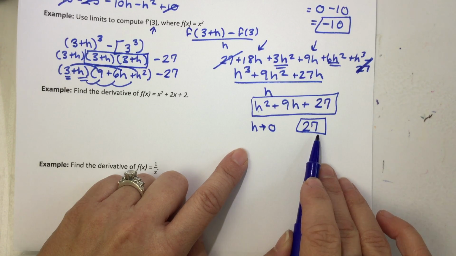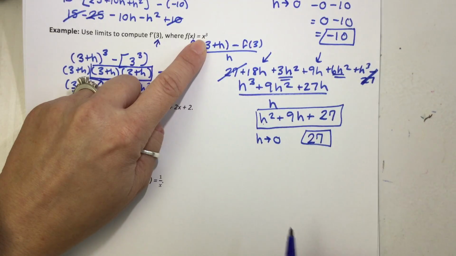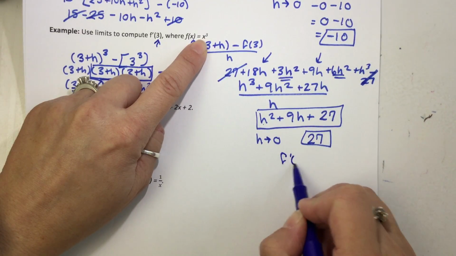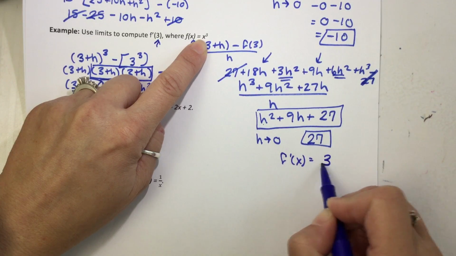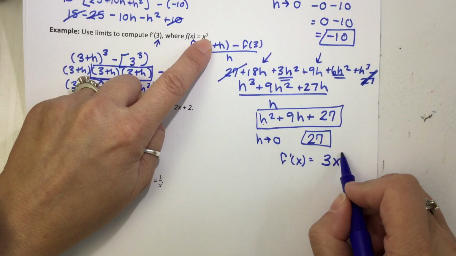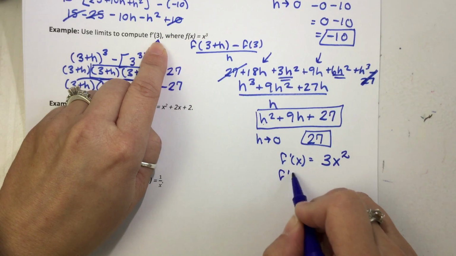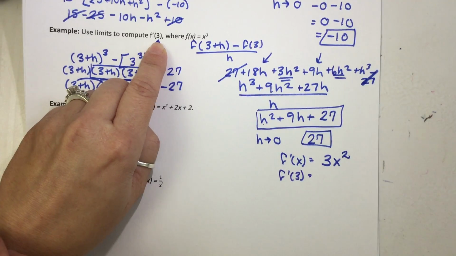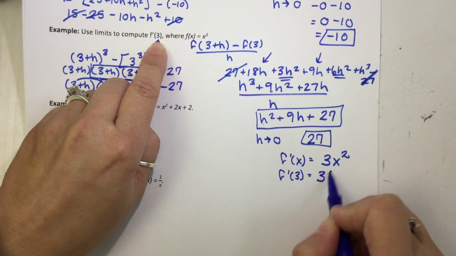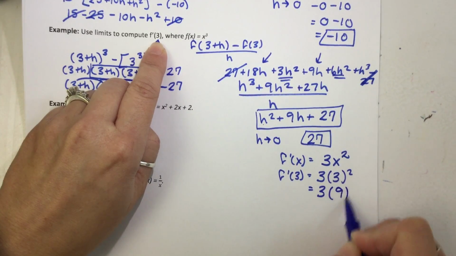We want to check it using the power method. So if I take x cubed, my derivative, the 3 comes out front, you rewrite the x. I had an exponent of 3. If I reduce it, now it's a 2. They want us to calculate the derivative if I have a 3. 3 times 3 squared. 3 squared is 9.